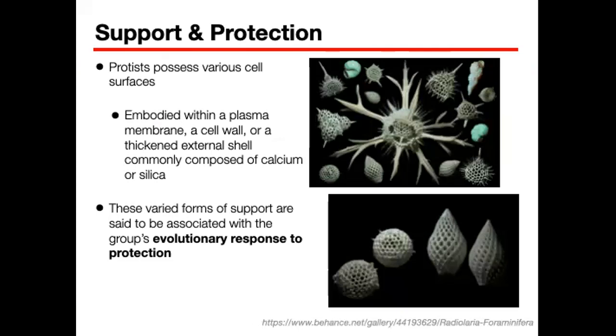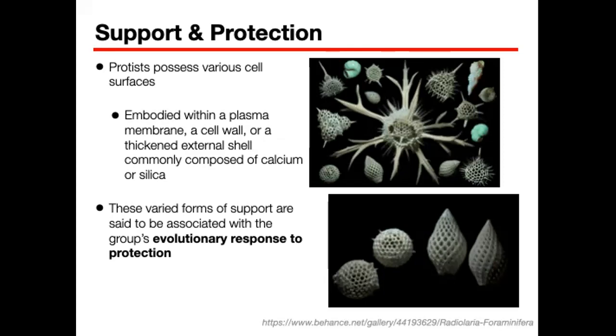So protists possess various cell surfaces. So yung one thing that's really unique about protists is they have this external shell that's commonly composed of calcium or silica. Okay? So added protection siya, actually. It's thought to be an evolutionary response to protection. Kasi take note, protists are freely drifting in the water, no? In the water column. Most of protists are actually found in the marine environment, and they cannot afford protection against predators.